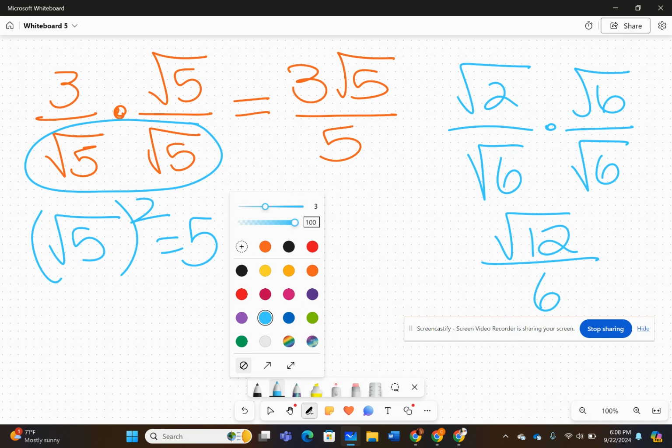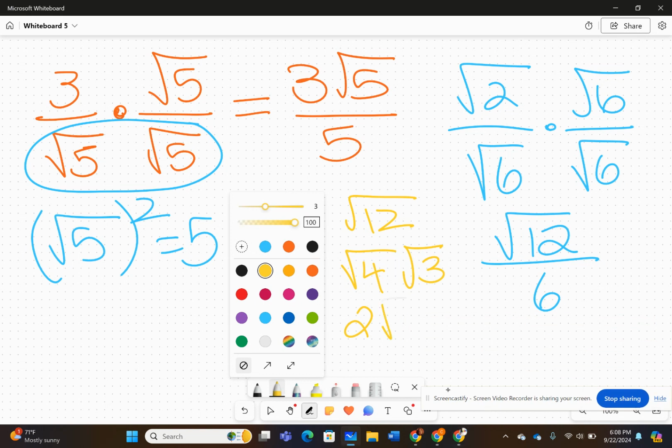Now, this is a lovely answer, but the problem is that the square root of 12 is not in simplest radical form. So we kind of want to do a little side work with that radical 12. That can break down into the square root of 4 and the square root of 3. The square root of 4 is 2.